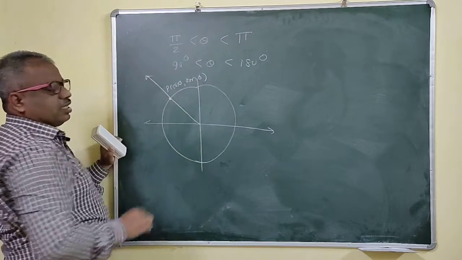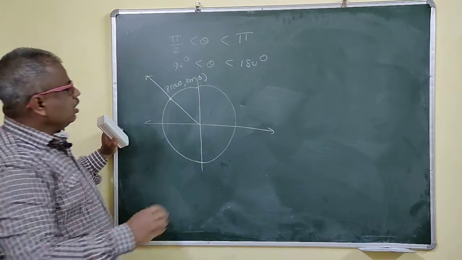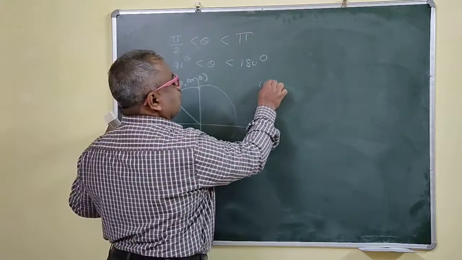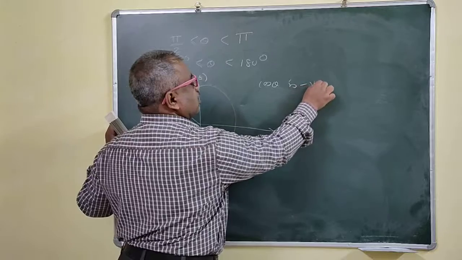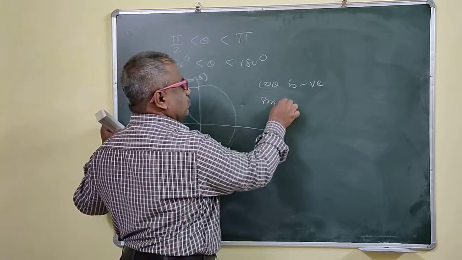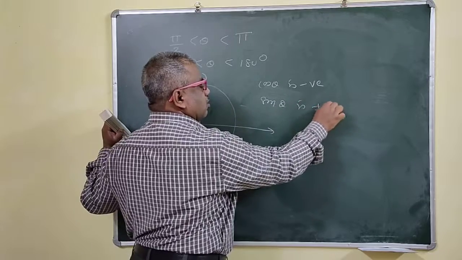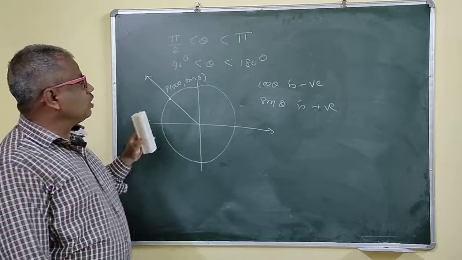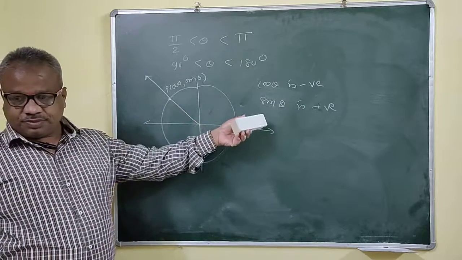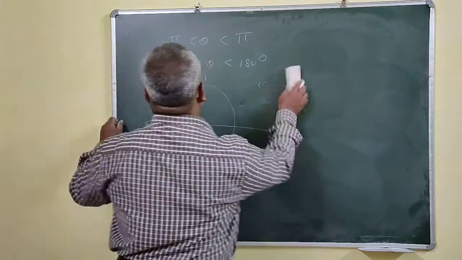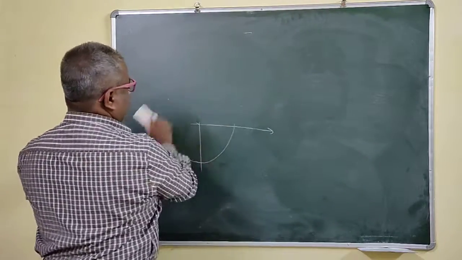So you are in the second quadrant. In the second quadrant your x is negative and your y is positive. That means cos theta is negative and sin theta is positive. Yesterday I discussed this. Now, what about the third quadrant?